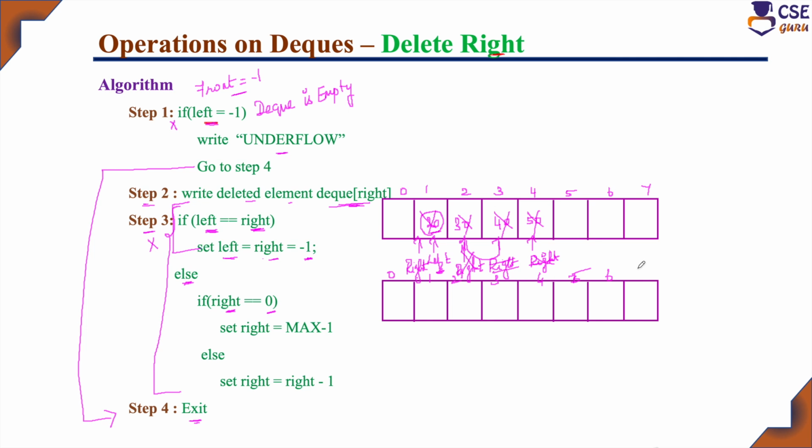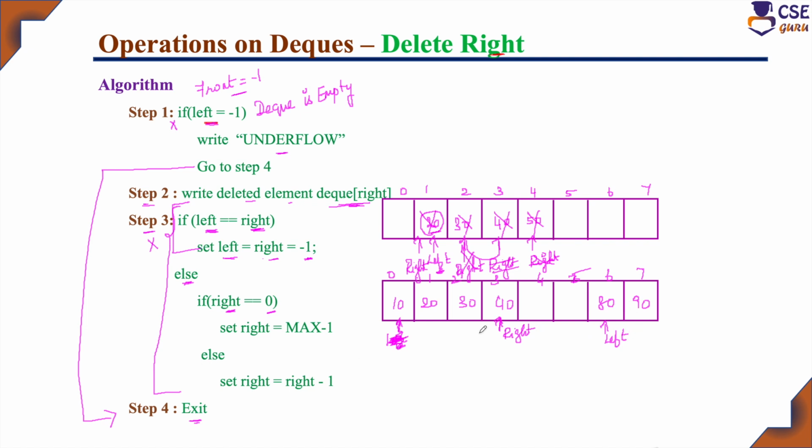When the right pointer will point to the 0th memory location, continuously, if you are implementing the delete right operation, at one state it will reach the 0th memory location. For example, see here, there are some elements and here the right pointer is pointing here, and the left pointer is pointing here, and some elements are there here.